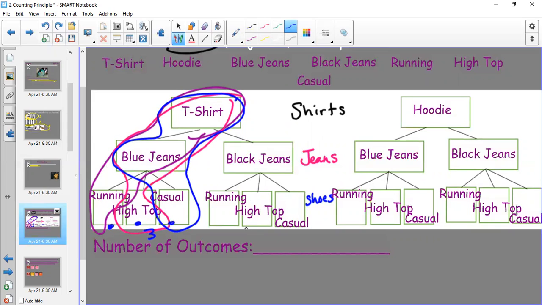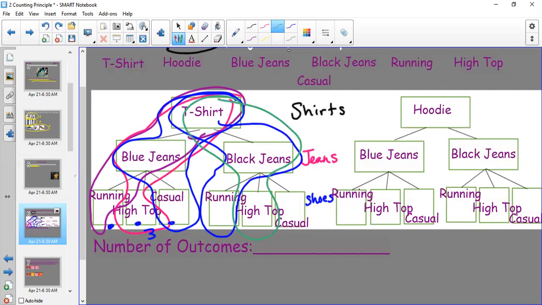There are three options. If I do the same thing over here, t-shirt, black jeans, running shoes, I'd have one option, two options, and three options. So again, I could just count the bottom row there. So I have three options there, 3, 3, 3. Add up all my different outcomes. That would give us a total of 12 different outcomes, or 12 different outfits we could wear.